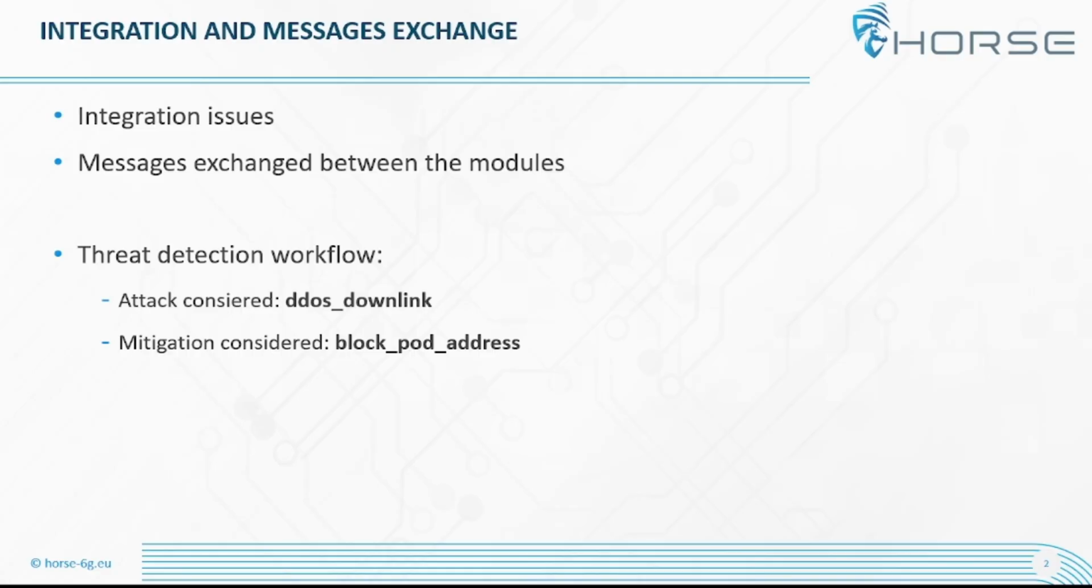The purpose of this demo is to validate the integration between modules by focusing on the exchange of messages across the HORSE components. Rather than demonstrating a real preventive scenario, this workflow acts as a functional validation, similar to a connectivity test, ensuring that all modules can communicate correctly. To trigger the workflow, a simulated DDoS_downlink attack is considered, together with the preventive strategy block_pot_address, which allows the system to generate and propagate the required messages between components.